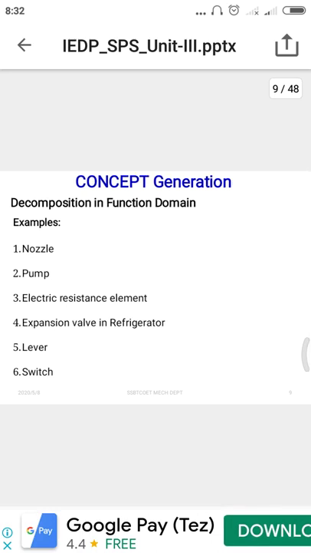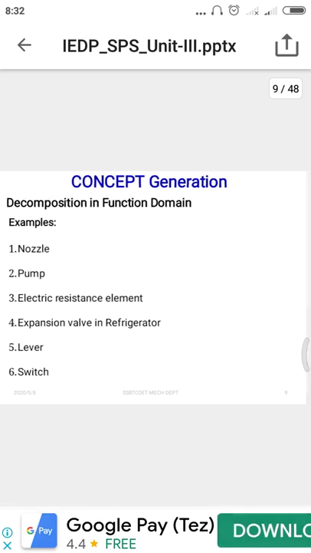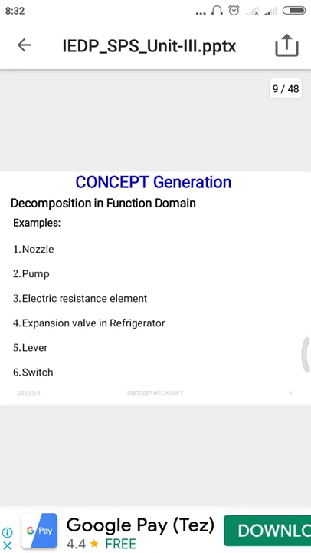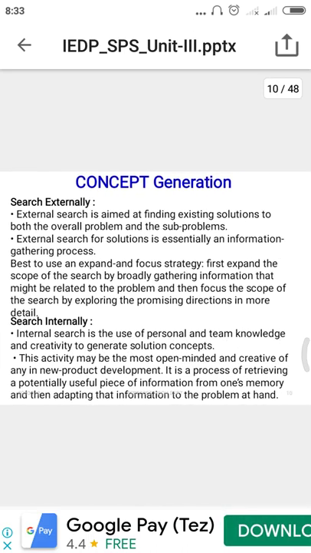Some examples of the function decomposition function domains are given, that is the nozzle, pump, electrical resistance elements, then expansion valve in refrigerator, and lever as well as switch. These are the different examples of the function domain or function generation. So this is about the details of how particular components or products work functionally.